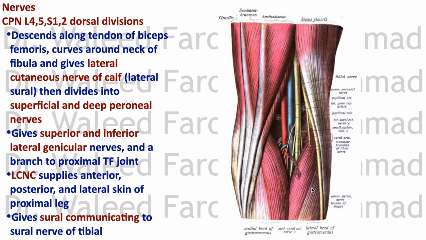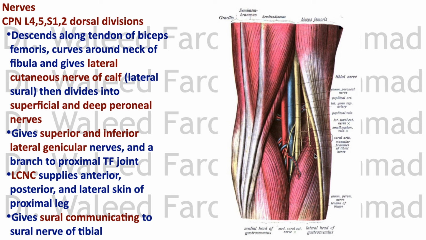and deep peroneal nerves. Remember, in the knee joint, the common peroneal nerve gave the superior and inferior lateral genicular nerves, accompanying the superior and inferior lateral genicular arteries, branches of the popliteal artery, to supply the knee joint. Remember the tibial took the greater part: superior medial, inferior medial, and middle, while the common peroneal gave superior lateral and inferior lateral.